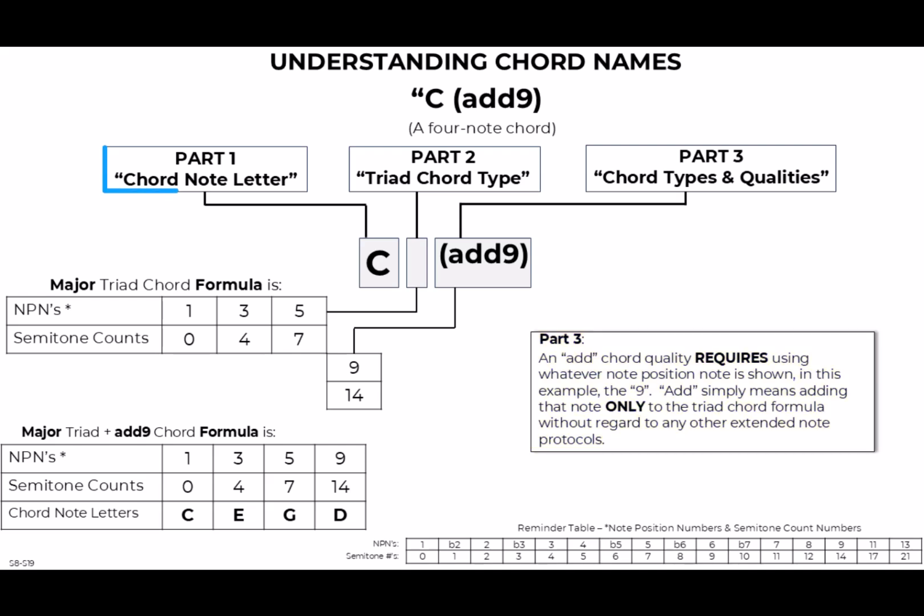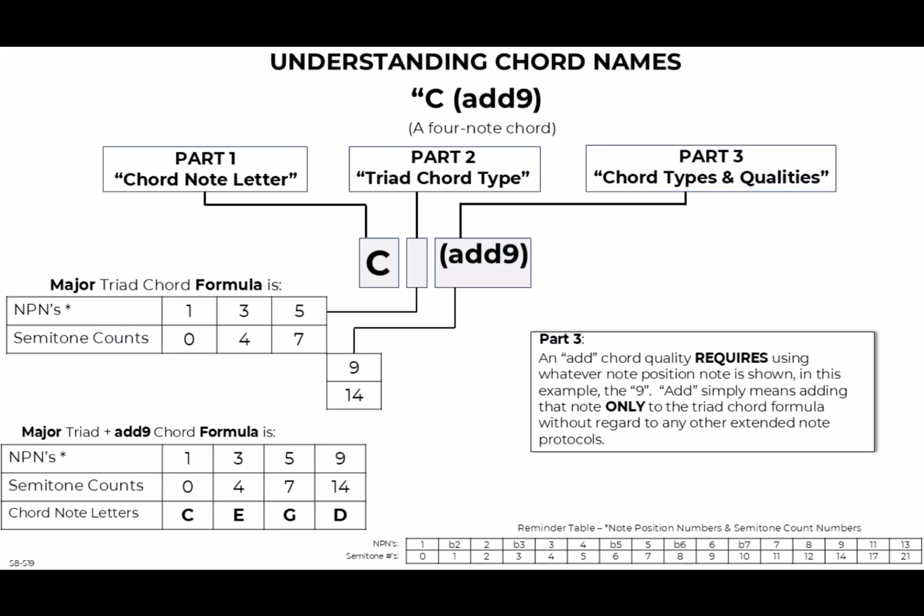So looking at part 1, it shows us that we have a C chord letter note name as well as being the C starting note. Nothing new. Also, in part 2, there's nothing new. We see that this is a major triad chord type. And in part 3, as just mentioned, the number 9 identifies the note position number to be added to the 3 triad chord formula notes.